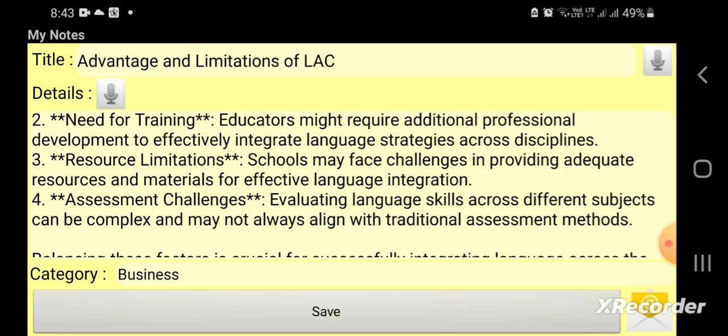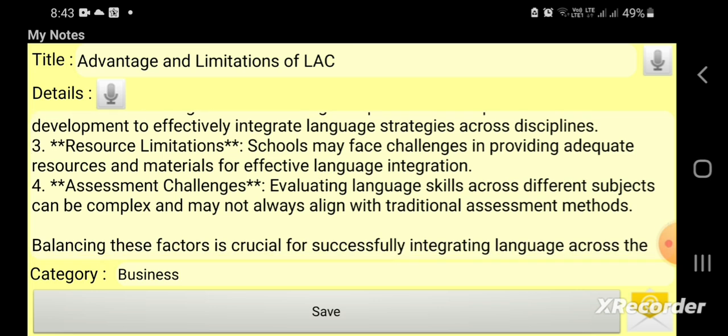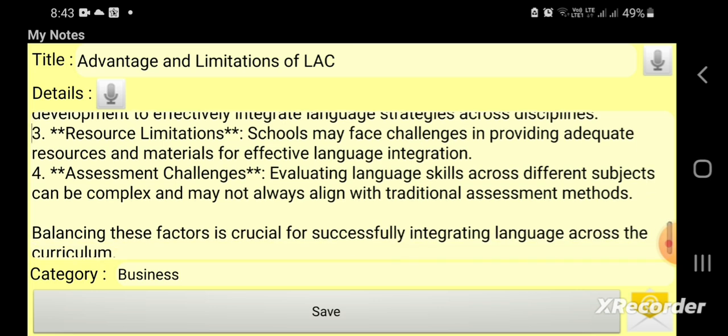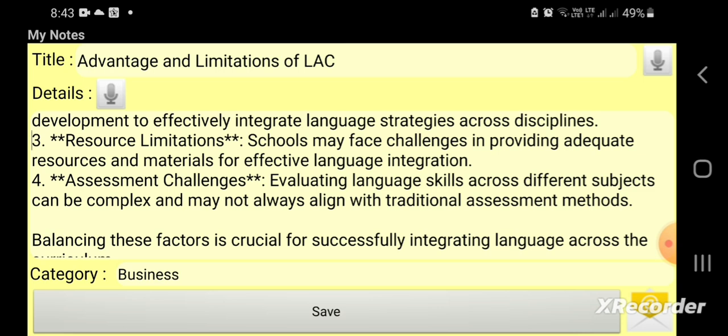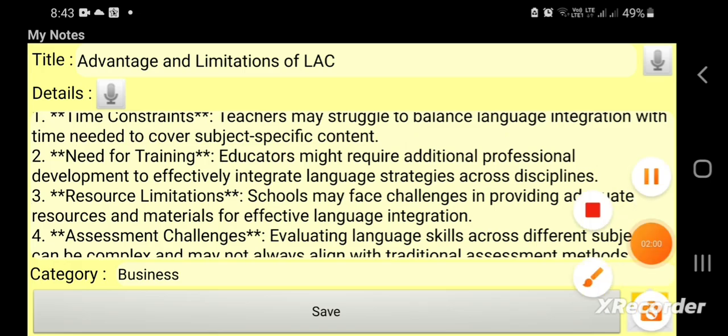Resource limitations: schools may face challenges in providing adequate resources and materials for effective language integration. Number 4, assessment challenges. Evaluating language skills across different subjects can be complex and may not always align with traditional assessment methods.